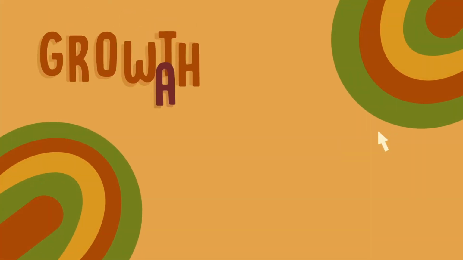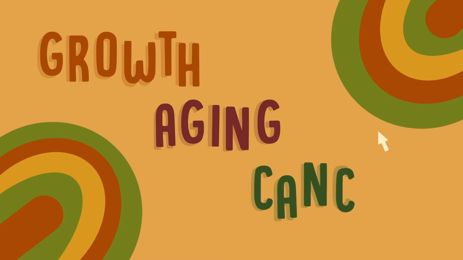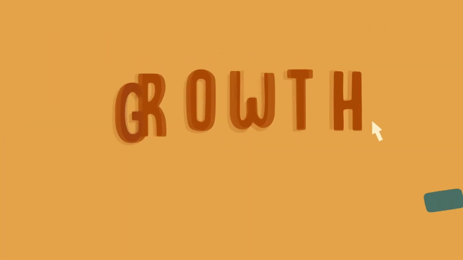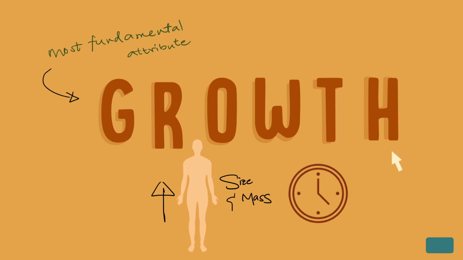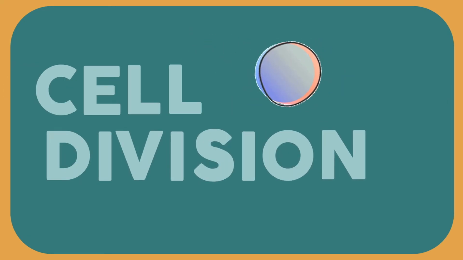We are going to talk about growth, aging, and cancer. Let's start with growth. Growth is considered as one of the most fundamental attributes of any living organism. It is defined as the increase in the organism's body size and mass with time. The growth of an organism is driven largely by cell division and also by secretion of the extracellular matrix.